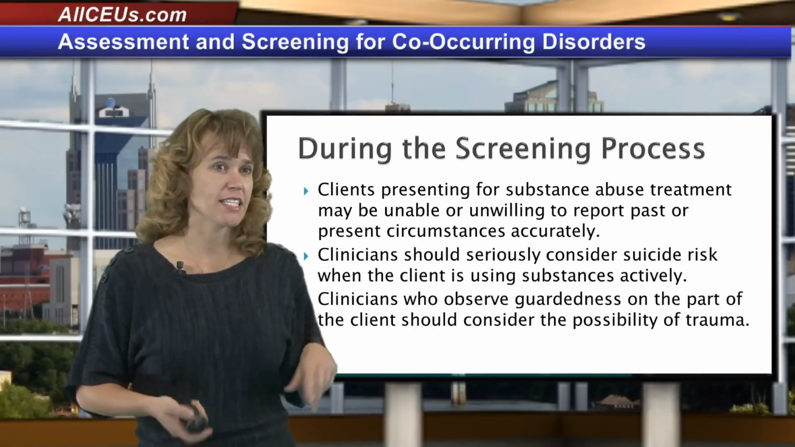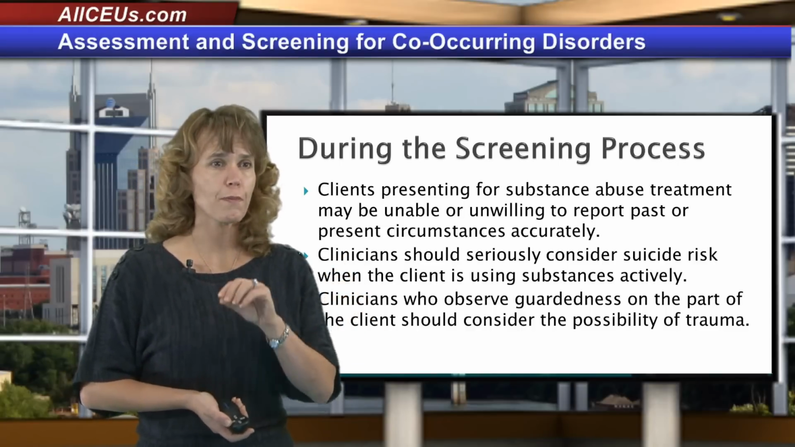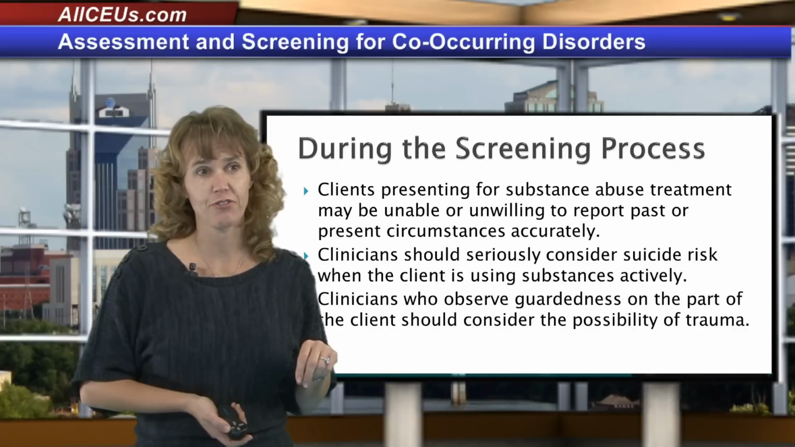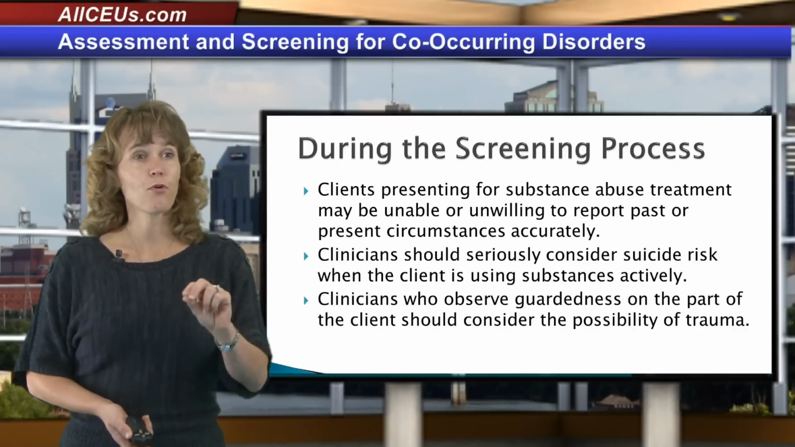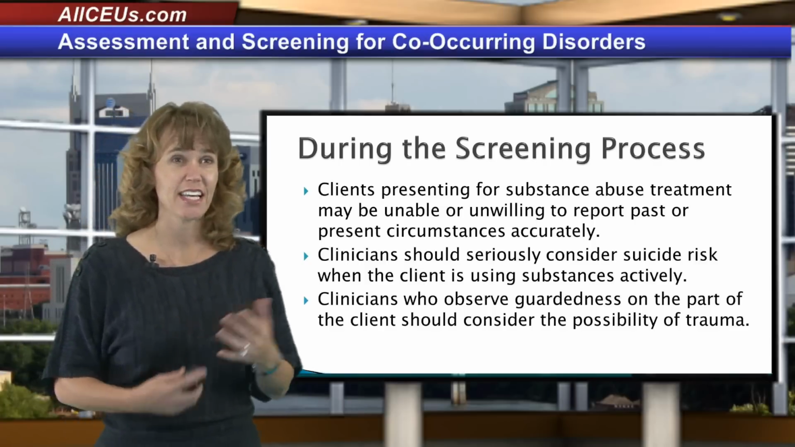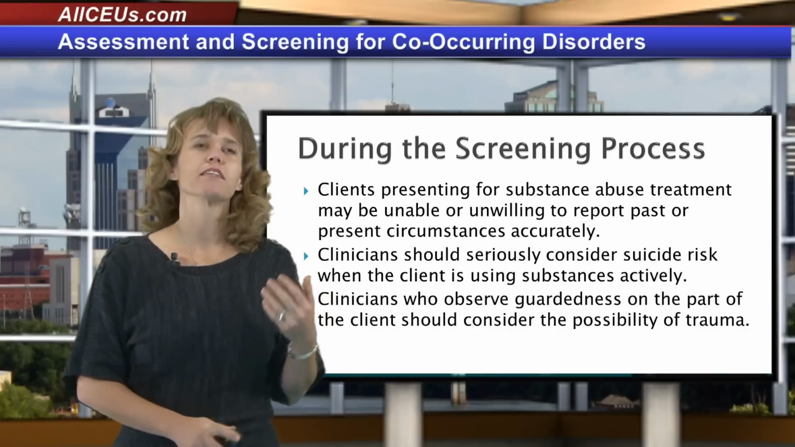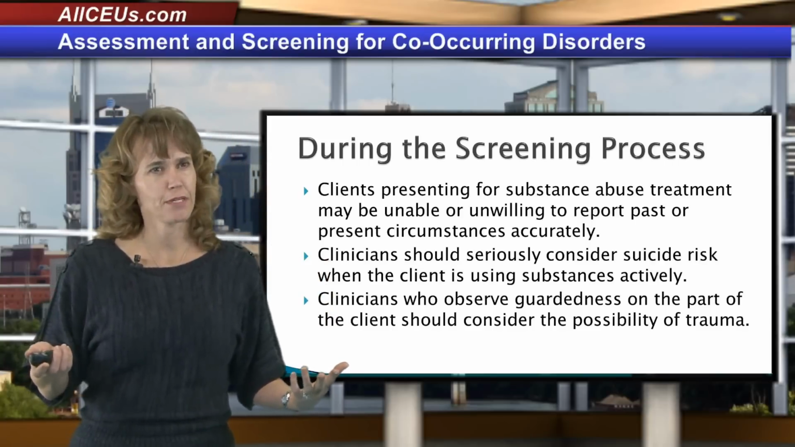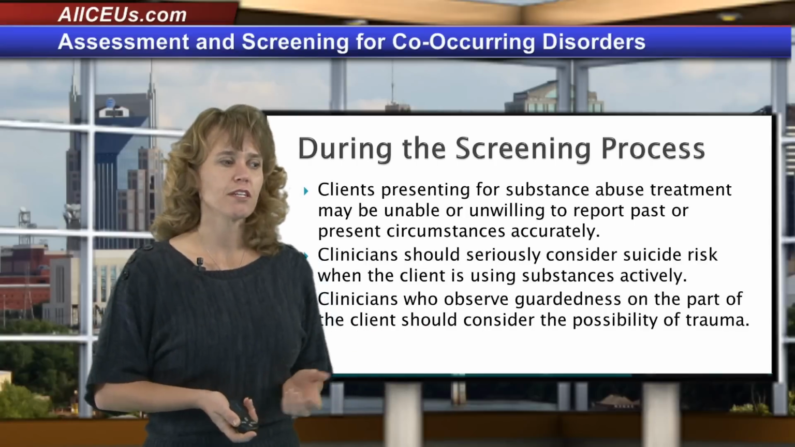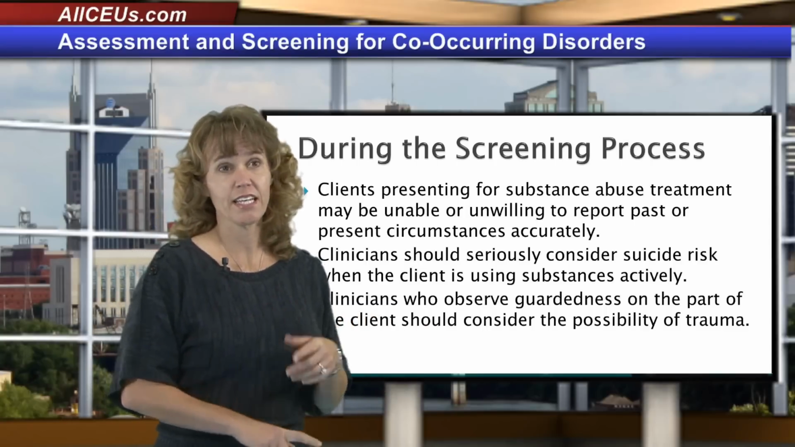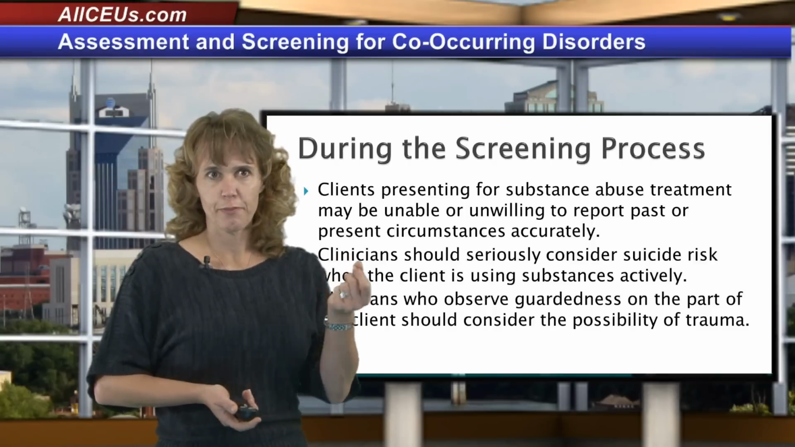During the screening process, clients presenting for substance abuse treatment may be unable or unwilling to report past or present circumstances accurately. So let's look at unable first. Unable to report past circumstances accurately. They have some memory loss. They have some blanks that they just can't remember what happened. Okay, that's something to consider. We want to look at trauma. We want to look at brain damage. We want to look at anything that may have happened that may be causing that inability to remember the past.